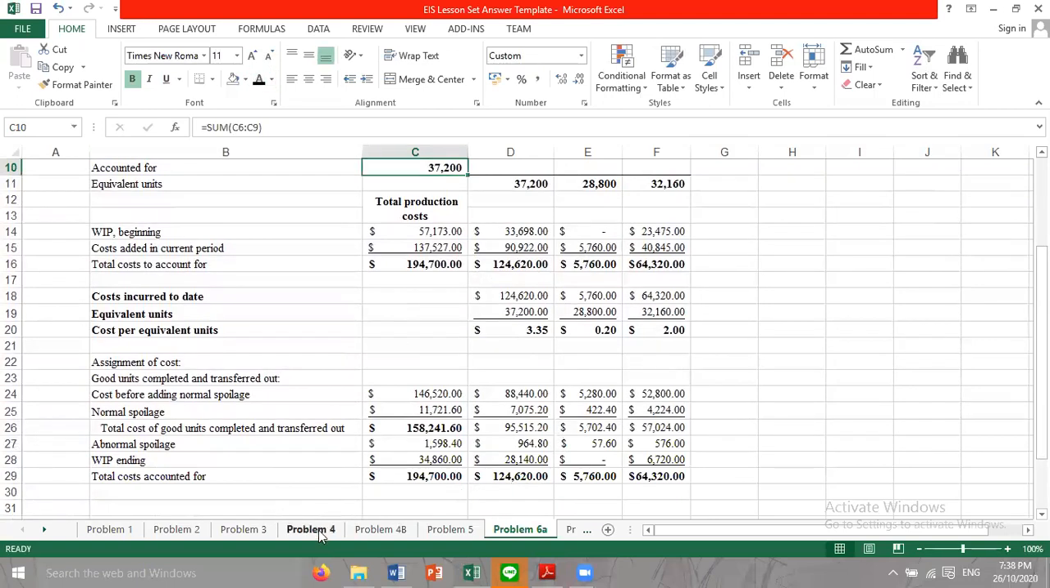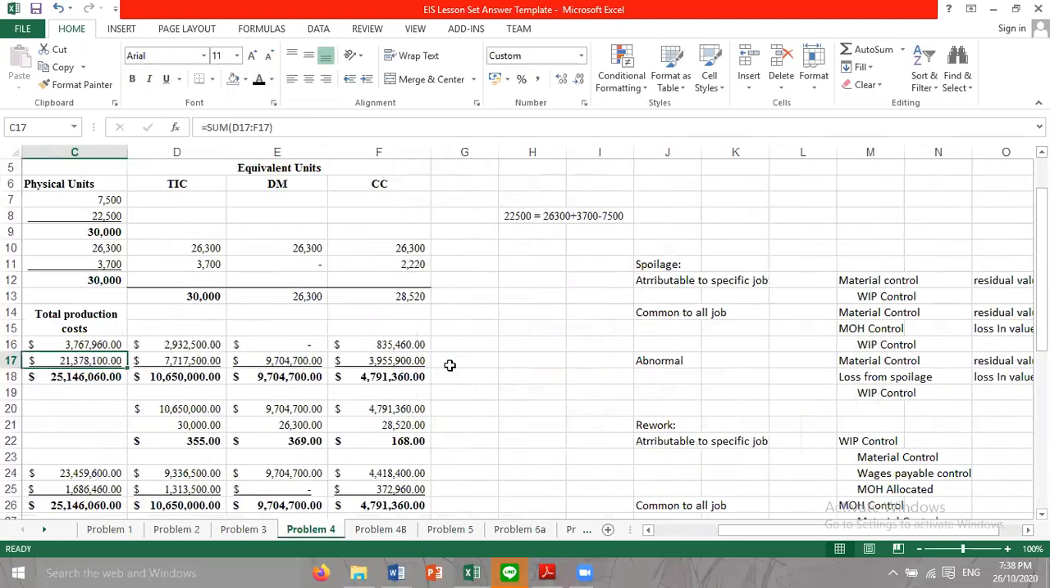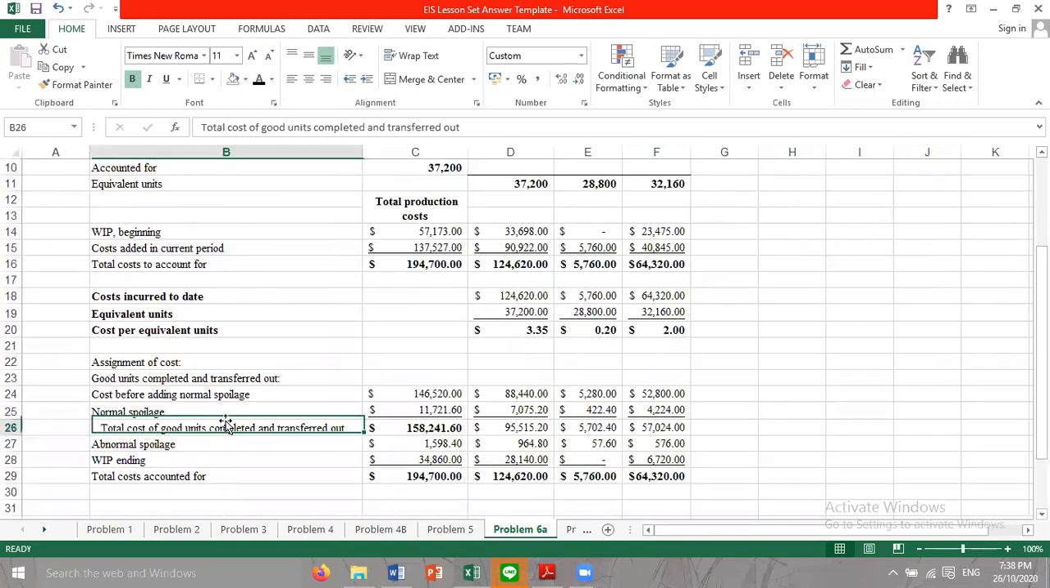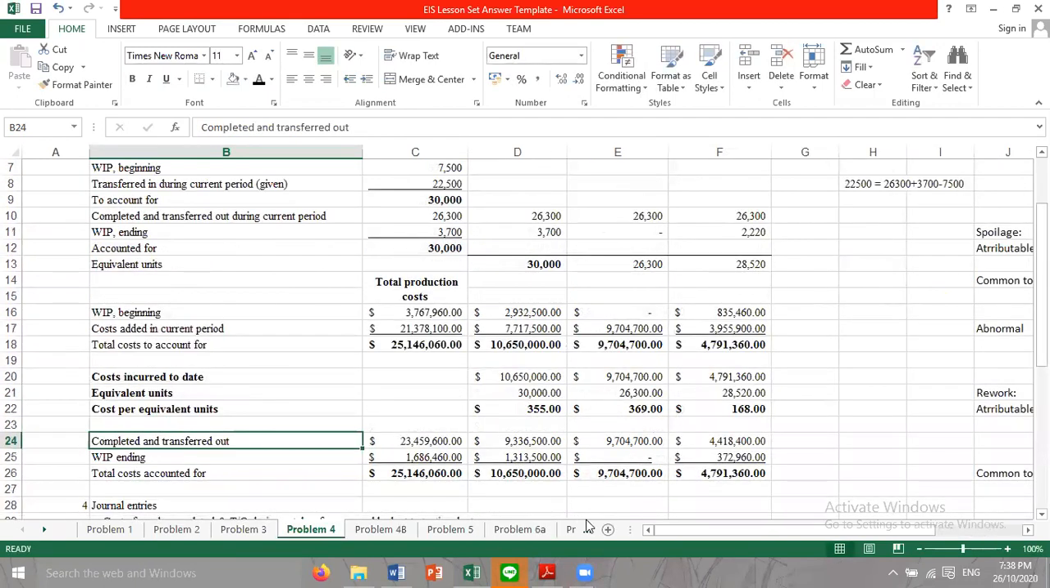So if we compare it to the previous one, if there's no spoilage, we just categorize. We only have two distinct categories in the weighted average method: completed and transferred out, and WIP ending. However, if there is spoilage, we need to differentiate them. We need to differentiate the cost before adding normal spoilage and the normal spoilage, in which the total will get the total cost of goods units completed and transferred out, which is the same thing as completed and transferred out.